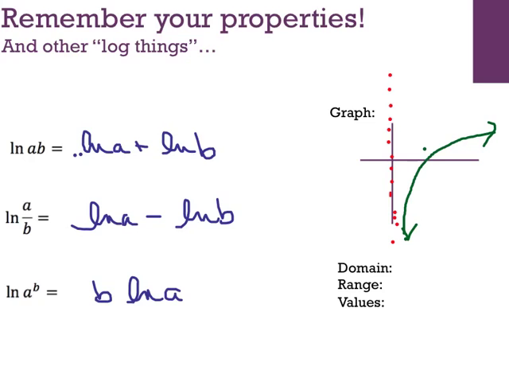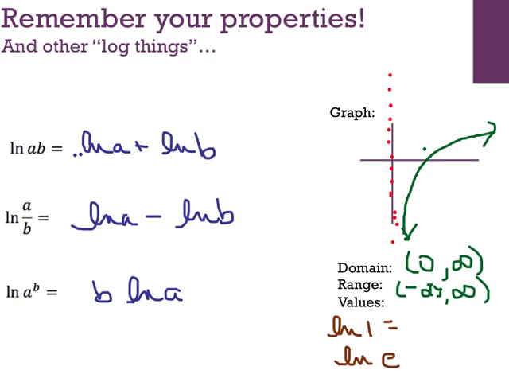What is the domain? You could see that the domain does not include 0, but does go to infinity. The range obviously starts out around negative infinity, and not as obviously goes to infinity. There is no horizontal asymptote. It grows very slowly, but it grows. And a couple of values that you want to make sure that you know are the natural log of 1 and the natural log of e. Now again, make sure that you also remember that the natural log of 0 would be undefined.